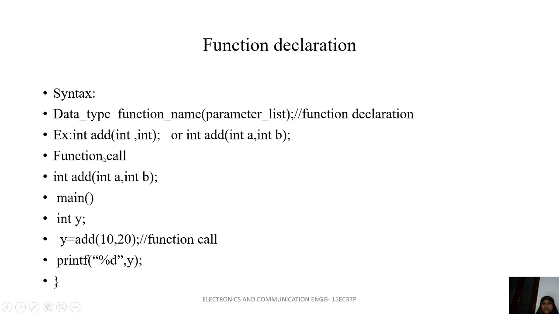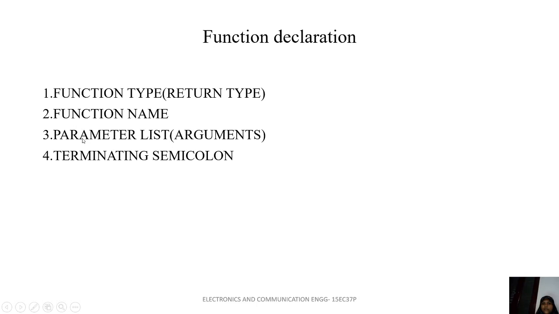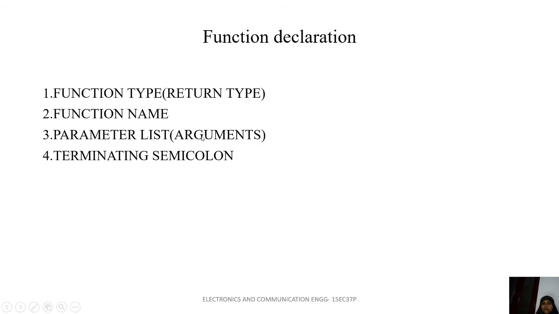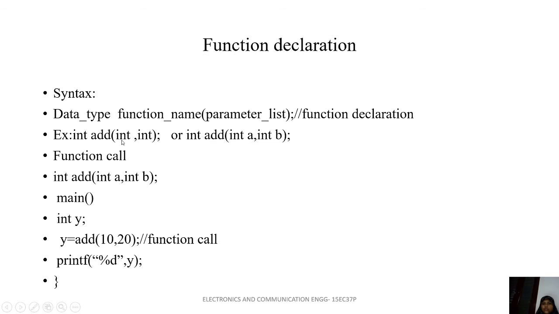The first part is the function type, which we have written as the data type int, followed by the function name, which I have given as add. Next we have the parameter list, or arguments. We have written two arguments or parameters, that is int, int, followed by the semicolon. So we have four elements to declare a function.